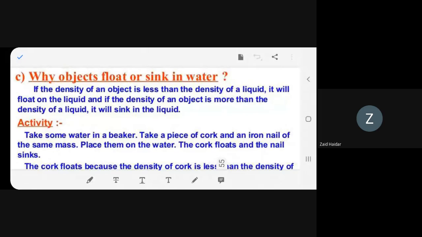Buoyant force. Why do objects float or sink in water? If the density of an object is less than the density of the liquid, it will float on the liquid. And if the density of the object is more than the density of the liquid, it will sink in the liquid.